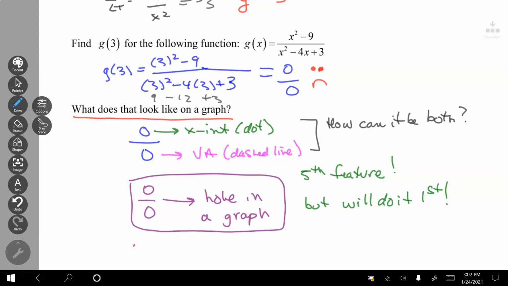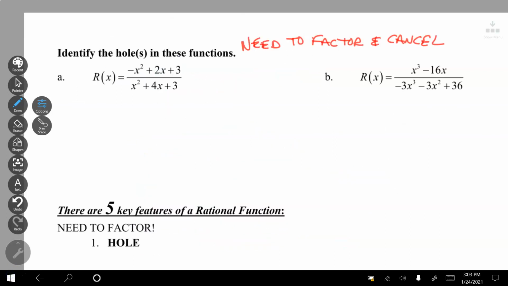So again, we would need to factor, and then we're going to cancel some things out, just kind of like we did with limits. It's exactly the same. We factor things out and we cancel what are identical, and then we move on from there. So what we're going to do, we want to identify the hole or holes in these functions. Not only the x value of the hole, but also the y value of the hole. So what I need to do is factor.